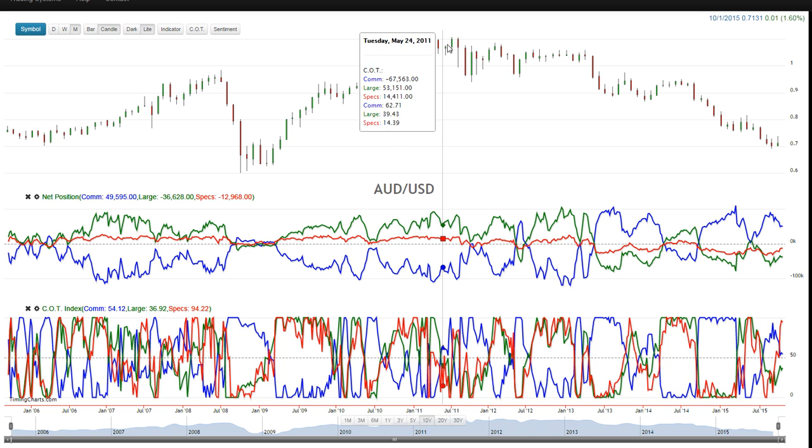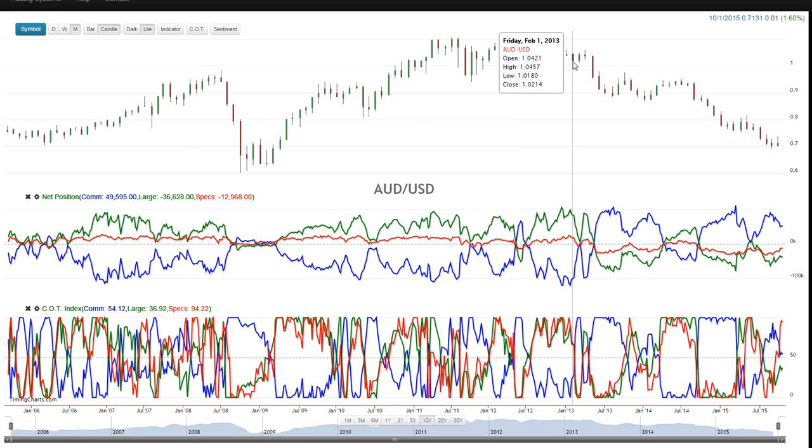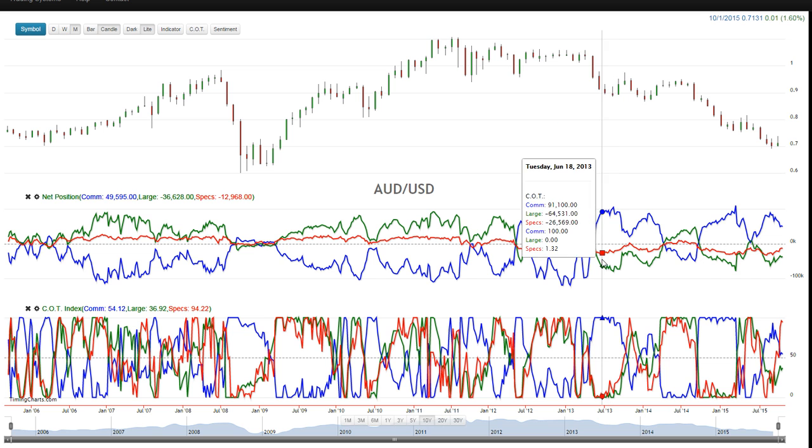You can see the price action goes up. We go kind of sideways, sideways, sideways, and somewhere around here the sentiment changed. Now you can see that commercial started shorting. I'm sorry, not shorting, hedging. So they were going long, and large speculators were shorting.